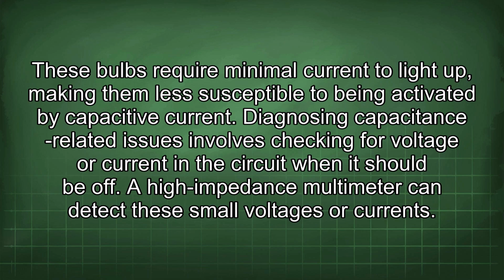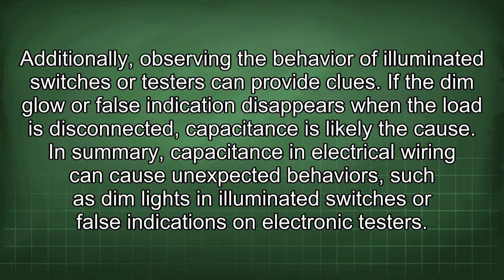Diagnosing capacitance-related issues involves checking for voltage or current in the circuit when it should be off. A high-impedance multimeter can detect these small voltages or currents. Additionally, observing the behavior of illuminated switches or testers can provide clues. If the dim glow or false indication disappears when the load is disconnected, capacitance is likely the cause.